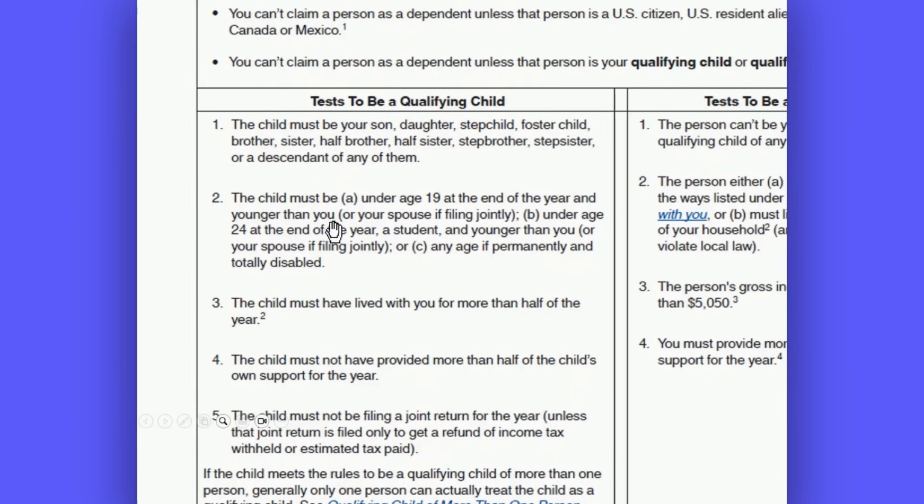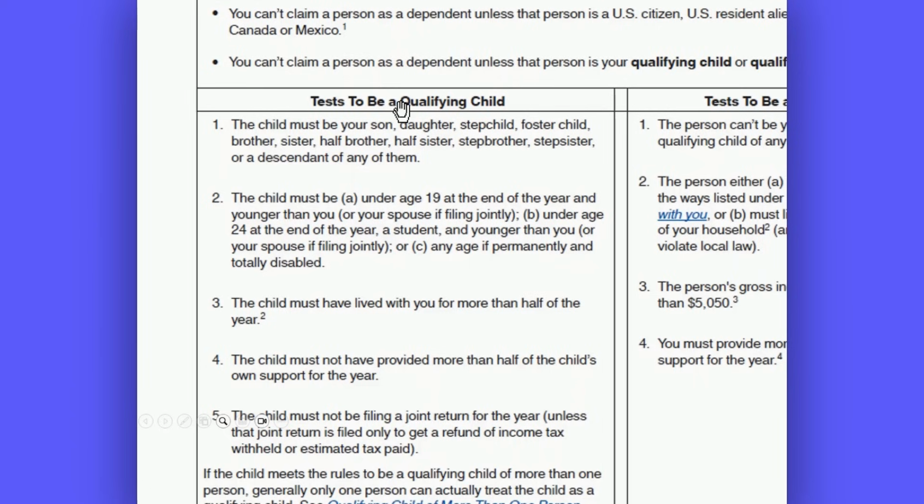Secondly, the child has to be either under age 19, meaning they have to be 18 or younger. So they have to either be under age 19 or under age 24 and a full-time student. And also, it says they have to be younger than you. So if you're dealing here with your brother or your sister, that person has to be younger than you. But the main rule here is that they are under age 24 and a full-time student. Then the other thing they could be is any age if they are permanently or totally disabled. So just remember this: they have to be under age 19, so 18 or younger, or under age 24 and a full-time student, or permanently and totally disabled, no matter what their age is.